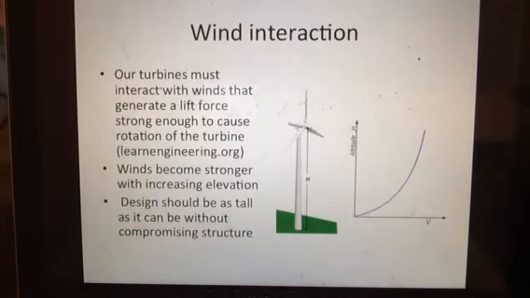Our second design criteria is wind interaction. Wind speeds must be high enough to generate a lift force that will rotate our turbine. According to learnengineering.org and the picture that can be seen on the right, as you increase elevation, winds become faster, so we must make our turbine as tall as we can to interact with strong winds, but short enough to maintain durability and keep costs to a minimum.